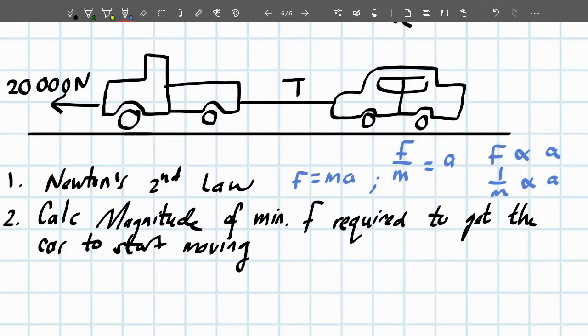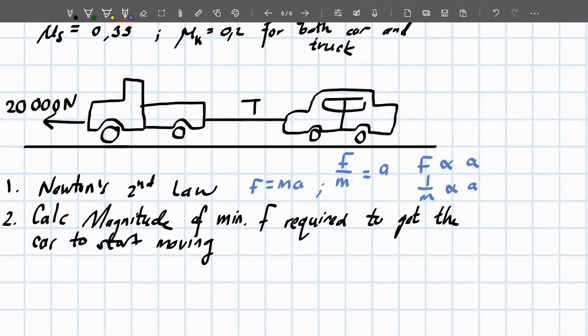The next question asks you to calculate the magnitude of the minimum force required to get the car to start moving. Which object are we looking at? We're looking at the car, and the car needs to start moving, which means the car was stationary. If you remember from the formula sheet or from previous year's work, the minimum force required to get an object to move is called the maximum static frictional force.